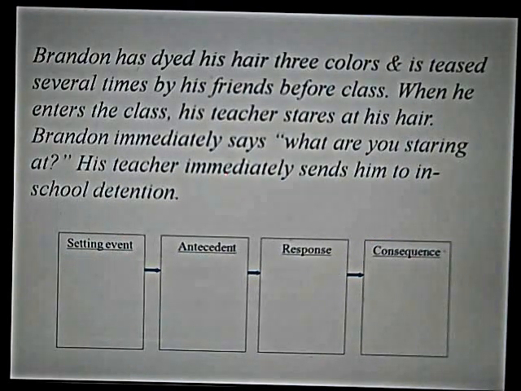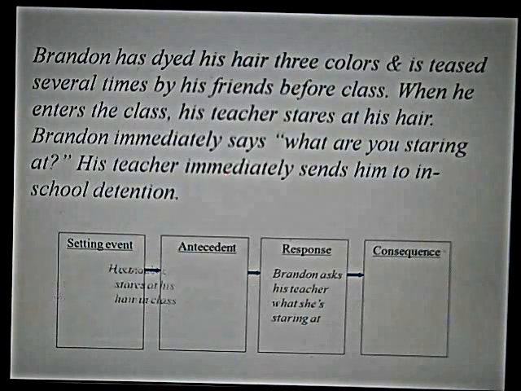Another scenario. Brandon has dyed his hair three colors and is teased several times by his friends before class. When he enters the class, his teacher stares at his hair. Brandon immediately says, "What are you staring at?" His teacher immediately sends him into in-school detention.